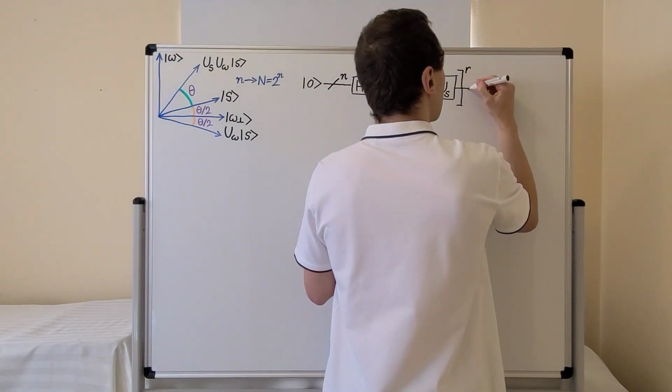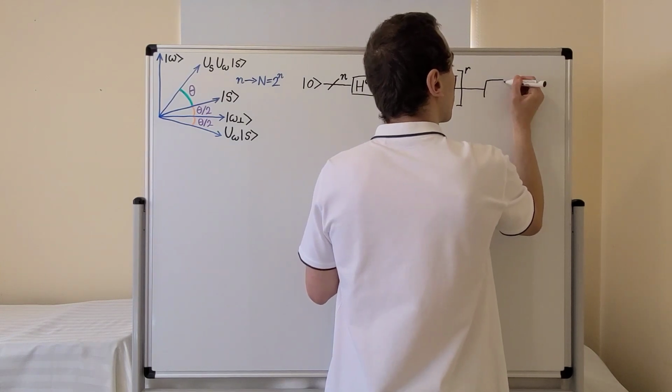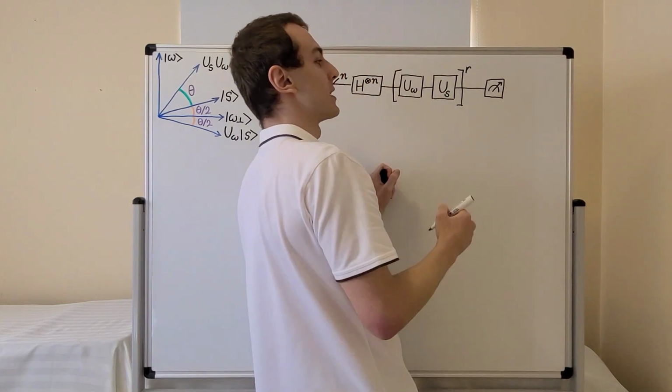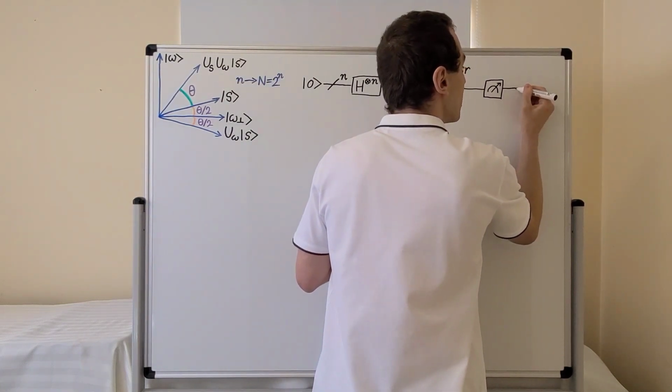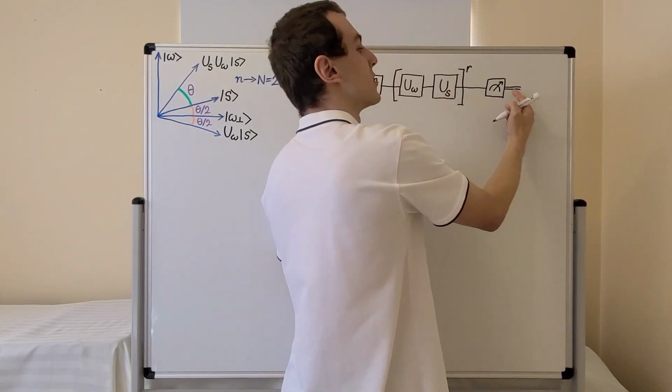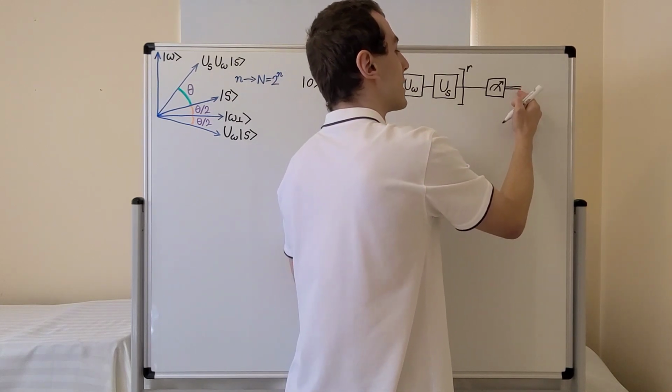And then after that, we're going to perform a measurement of all the qubits. So this is the symbol for measurement. And then the result of a measurement is going to give us bits. So this double line means that we're dealing with bits.